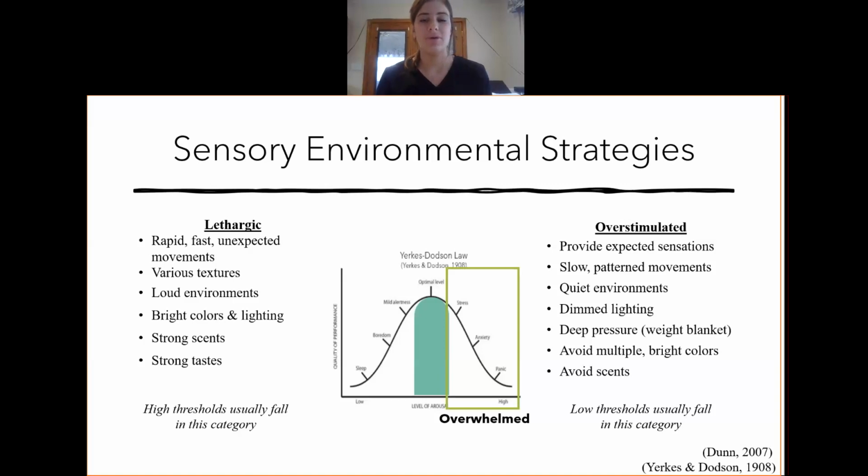Also try to avoid bright colors. Try to avoid light up toys and strong smelling scents. Again, going back to the sensory processing patterns, individuals with low thresholds tend to fall in this category, such as avoiders and sensors. So for both avoiders and sensors, limiting the amount of sensory input in their environment will help prevent them from filling up their bucket too fast and becoming too overwhelmed.